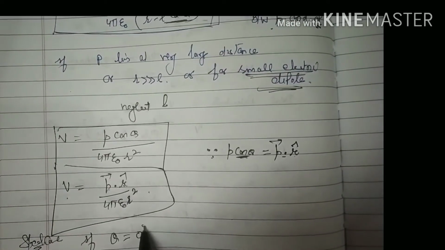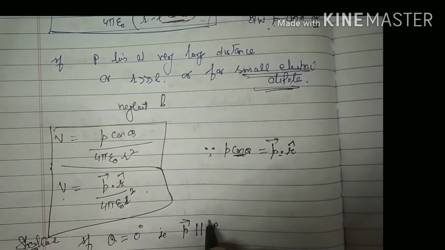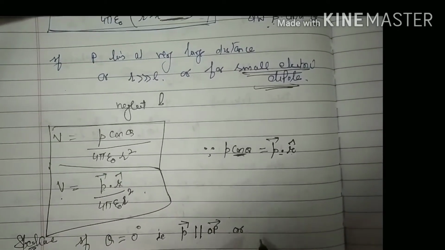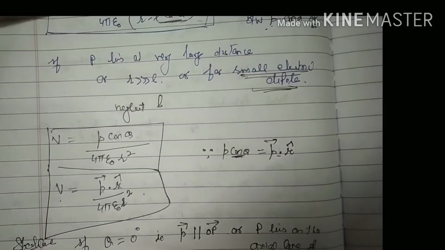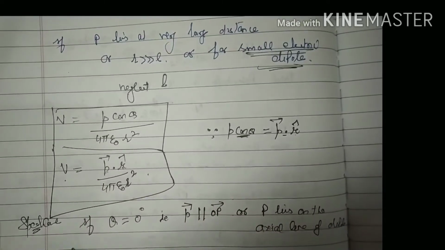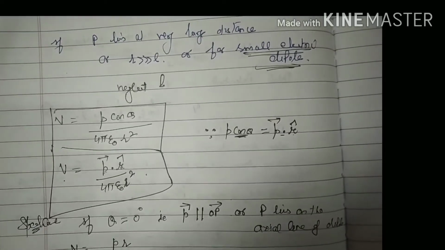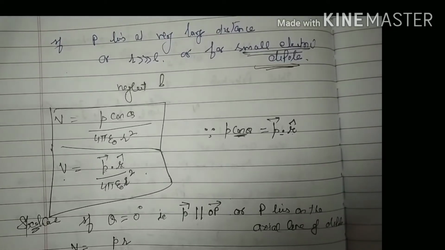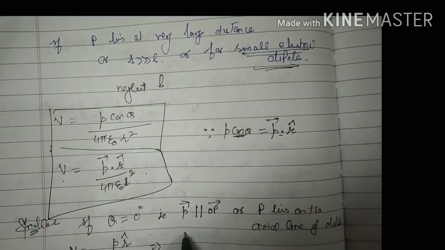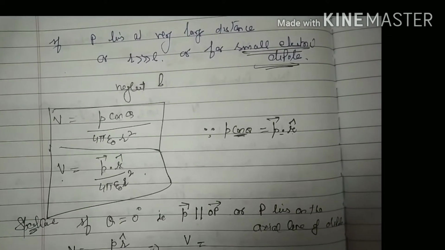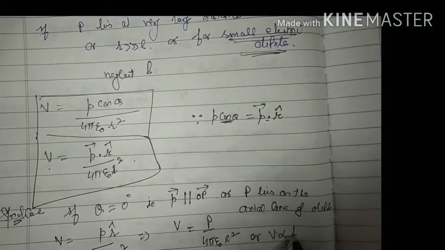Next we can write a special case: if theta is equal to 0 degree, that is, the electric dipole moment is parallel to the OP vector, or P lies on the axial line of the dipole, then V becomes equal to P R unit vector over 4 pi epsilon naught R square. This is a unit vector, so that further becomes V is equal to P over 4 pi epsilon naught R square, or V is inversely proportional to R square.